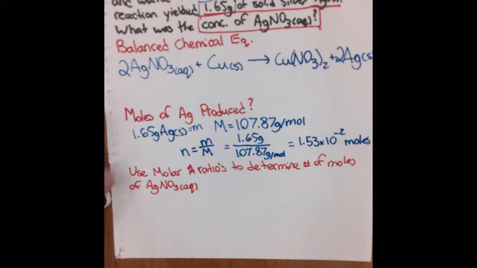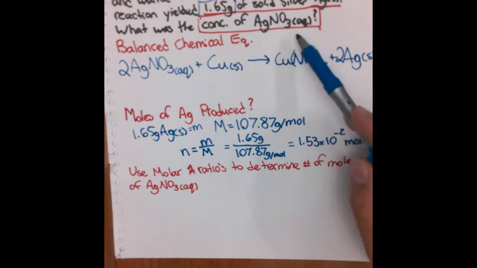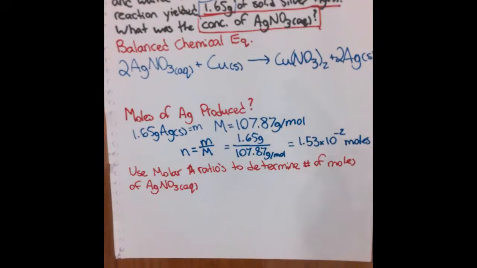And then next up, we have our number of moles. So now we can work from that value in order to determine, it's asking us our concentration of AgNO3. So the very first step to determining concentration is obviously knowing how many moles are going to be present.